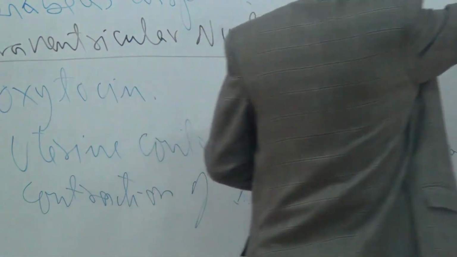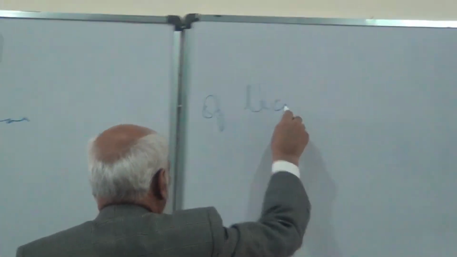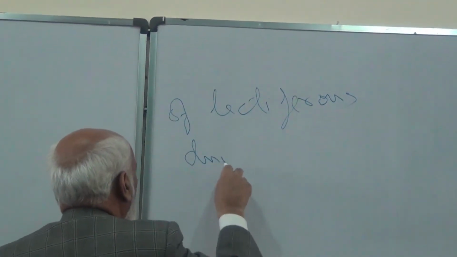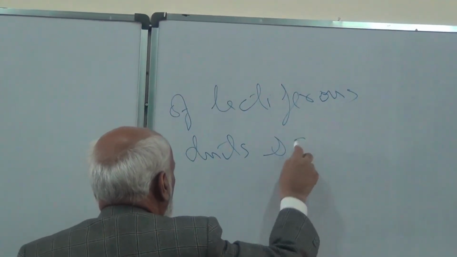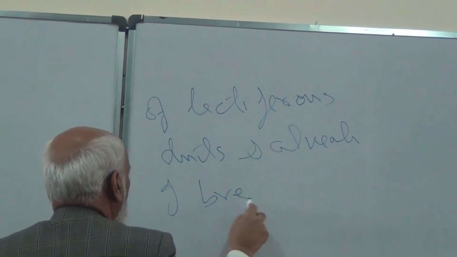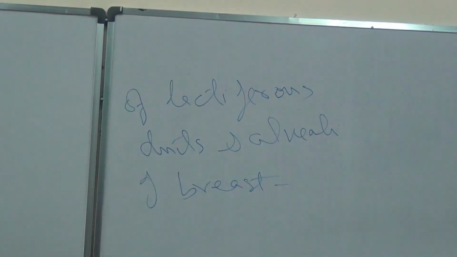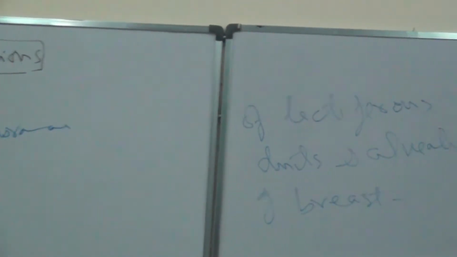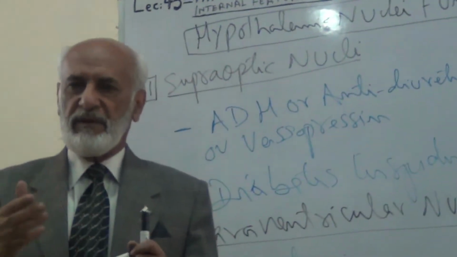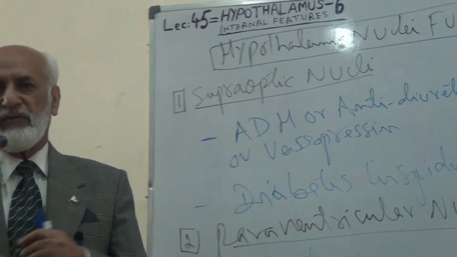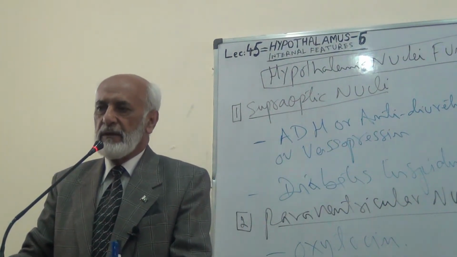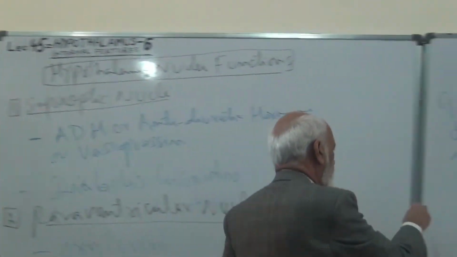Myoepithelial cells of lactiferous ducts and alveoli of the breast. The myoepithelial cells have the ability to contract like muscles. They are known as myoepithelial cells because these are epithelial cells, but their property is to contract like other muscles of the body. In this way, they induce lactation.